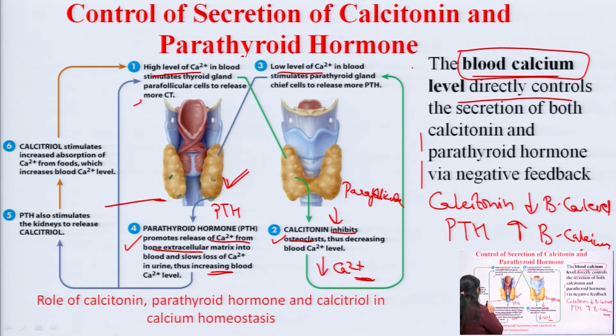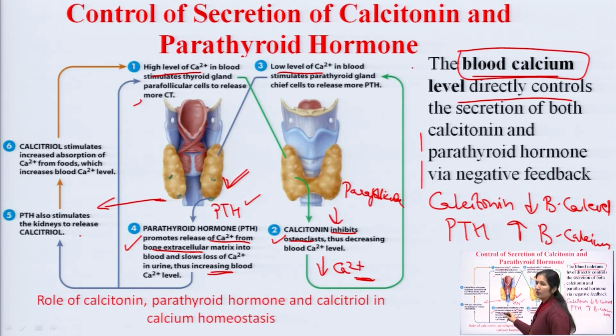Parathyroid hormone also stimulates the kidney to release calcitriol. Calcitriol is the active form of vitamin D. This calcitriol increases the absorption of calcium from the food, and thus increases blood calcium level. So, by three actions: first, parathyroid hormone promotes bone resorption; second, it reduces loss of calcium from the kidney; third, it stimulates calcitriol.